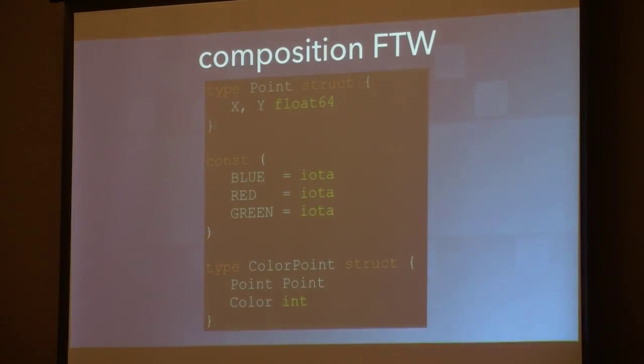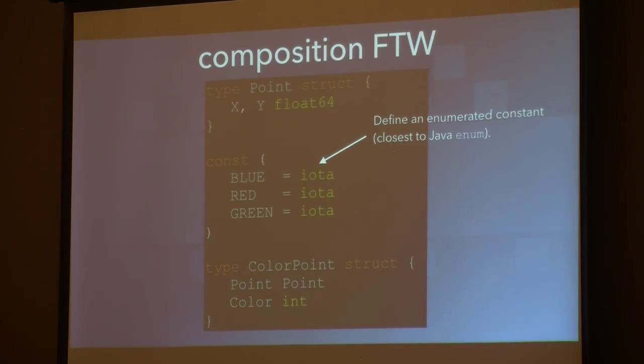So how do we create what feel like hierarchical type things? We're going to do composition instead. Here's another interesting language choice. There's really no such thing as an enumerated constant in the language. The closest thing that I can come up with is this idea of using iotas inside of a const.